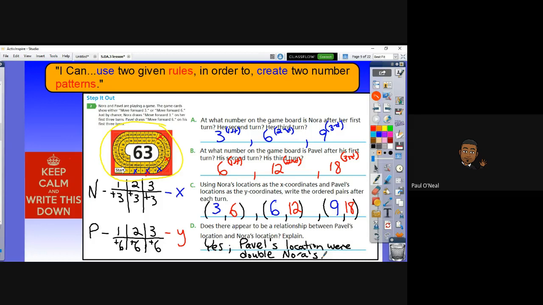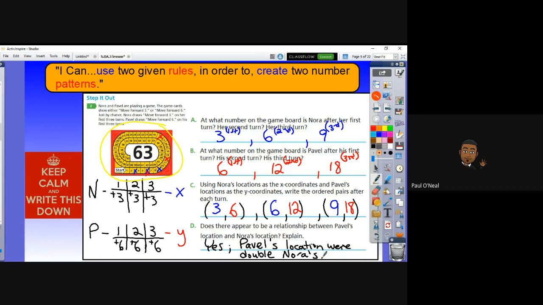All right, so we gave an explanation, we have a reason, and we were able to come up with that answer based upon following the rules that were given to us and therefore being able to find the pattern. So if we were to keep going, let's say, what would Nora and Pavel's locations be after their 5th turn? We should be able to figure that out by counting the next. So if Nora's number is to draw 3, her next number would be, hopefully you guessed it, 12, good. And then Pavel was a draw 6. So then his next number would be, you add 6 to the 18, you would then get 24. So the next ordered pair would be 12, 24.